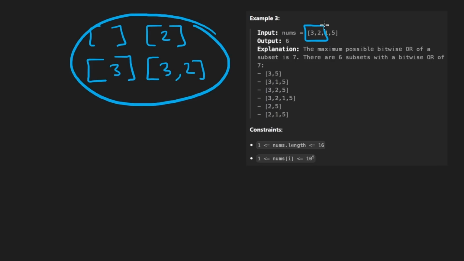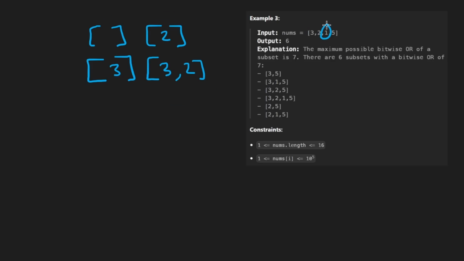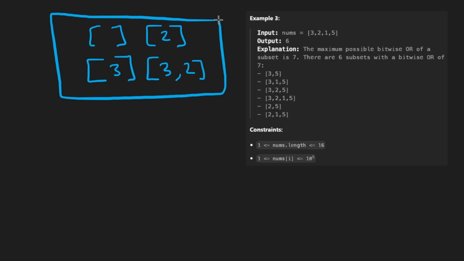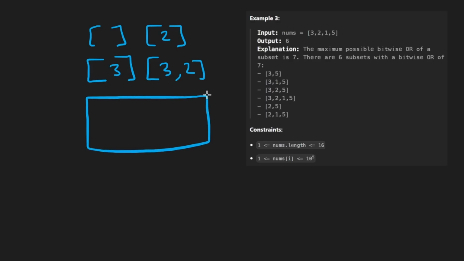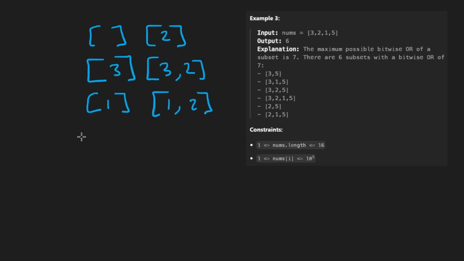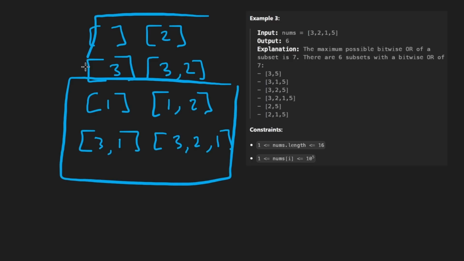You probably see where I'm going with this. Now we're going to take 1 and add them to all of these subsets. We're going to leave these subsets as is, but we're going to create 4 new subsets, each with 1 added to them. So we're going to get 1 here, we're going to get 1, 2 here, we're going to get 3, 1 here, we're going to get 3, 2, 1 here. Now I'm going to stop it here. So you probably get the idea of how we're going to add subsets to this.